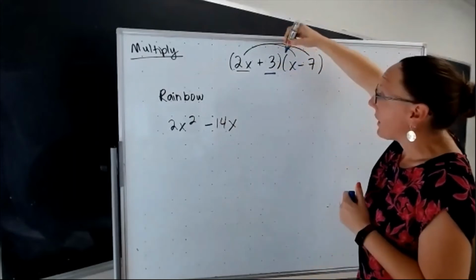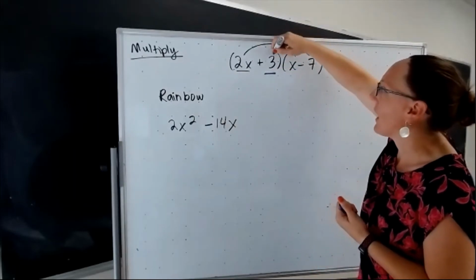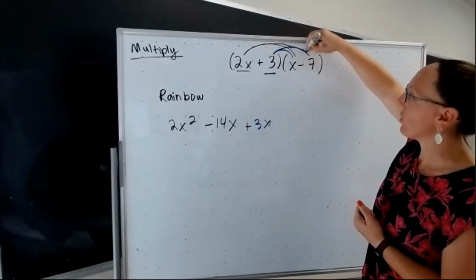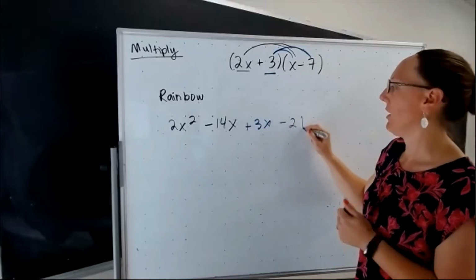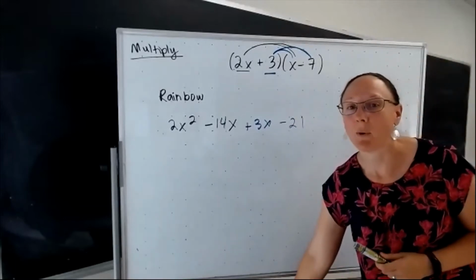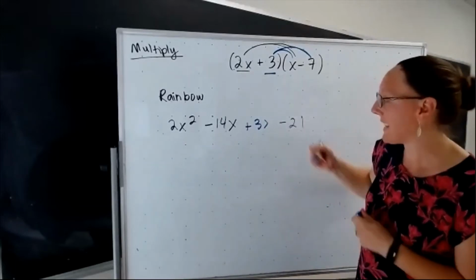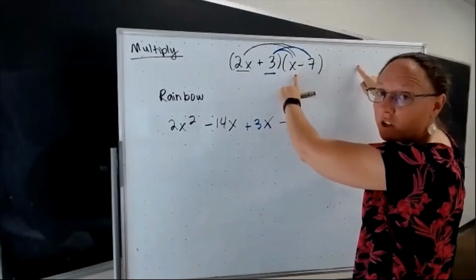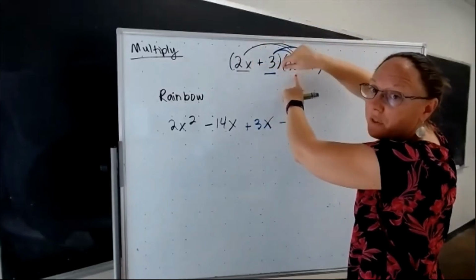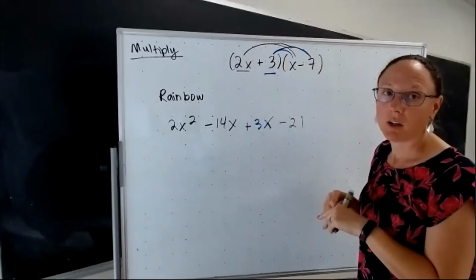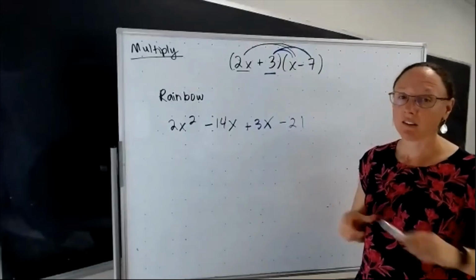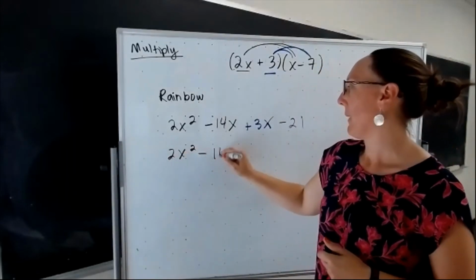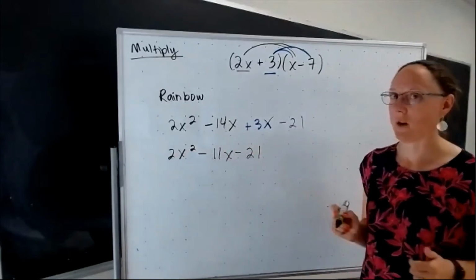I'm going to take that 3 and he's going to get rainbows to the x and a rainbow to the -7. Now, the nice thing about doing this rainbow method, it works even if my polynomials are bigger, because if I had more terms over here, I would just end up with more rainbows. We're still going to, when we're done, combine like terms to end up with 2x squared minus 11x minus 21.